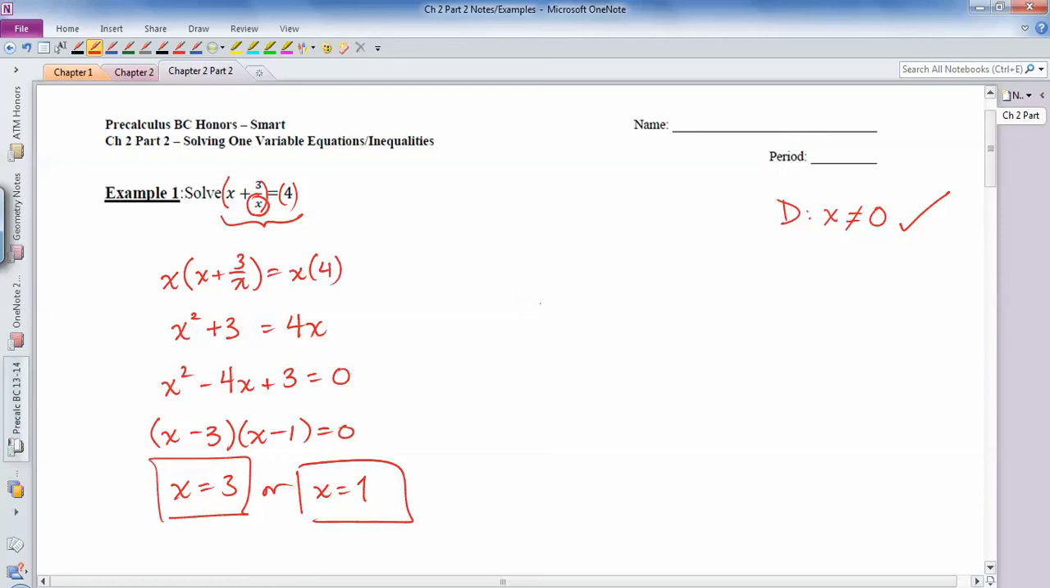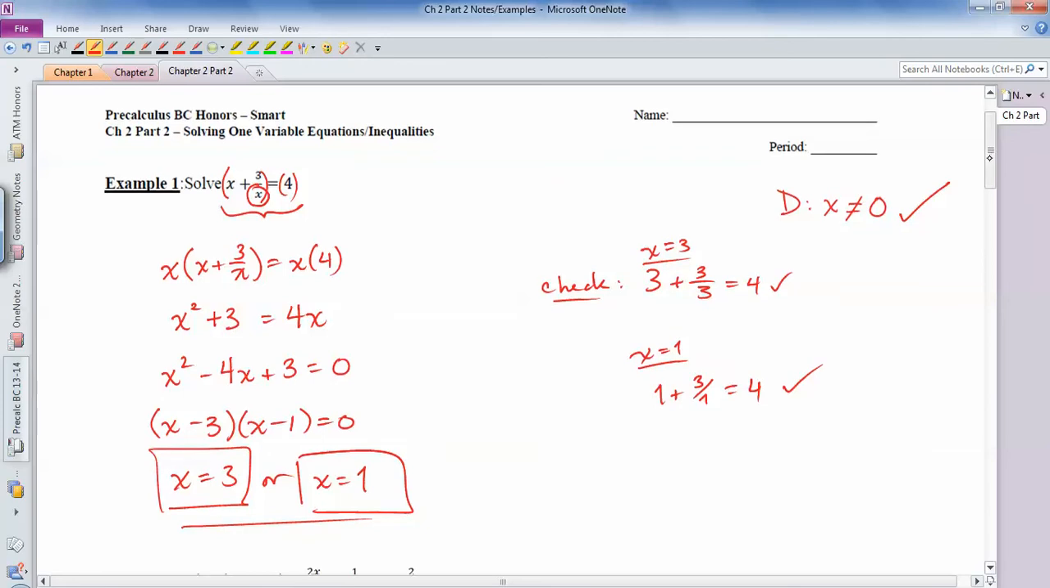And you can check them pretty quick, right? If I plug in x equals 3, I get 3 plus 3 over 3 equals 4. That's definitely true. If I check x equals 1, 1 plus 3 over 1 definitely equals 4. So that works too. Okay, so my answers here are 3 and 1.